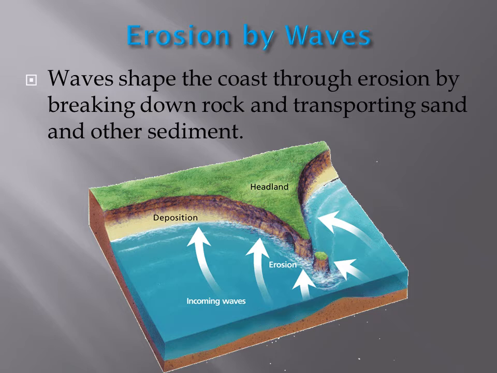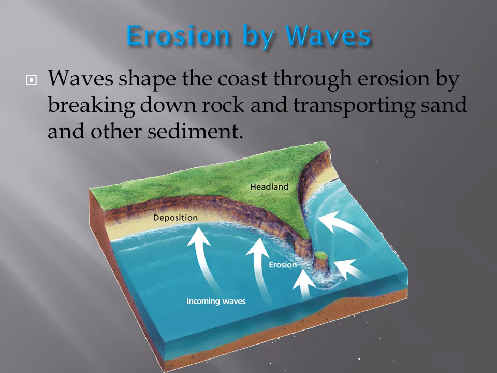Erosion by waves. Waves shape the coast through erosion by breaking down rock and transporting sand and other sediments. One way waves erode the land is by impact. Large waves can hit rocks along the shore with great force. This energy in waves can break apart rocks. Over time, the waves can make small cracks larger. Eventually, the waves cause pieces of rock to break off.